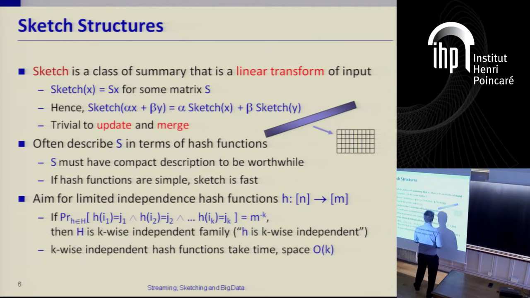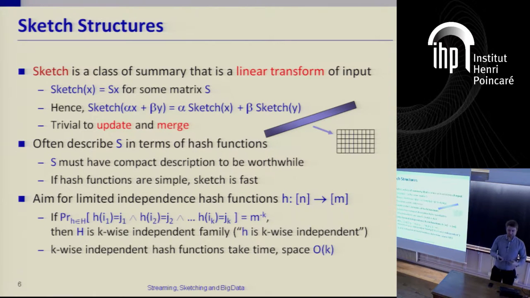So I'm basically going to use this in the analysis. Whenever we do analysis, we're going to rely on the fact that we're only looking at small numbers, up to k items, and we can treat their behavior under these hash functions as essentially uniform.